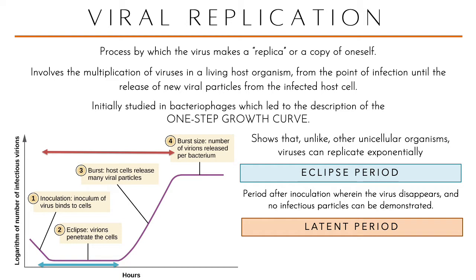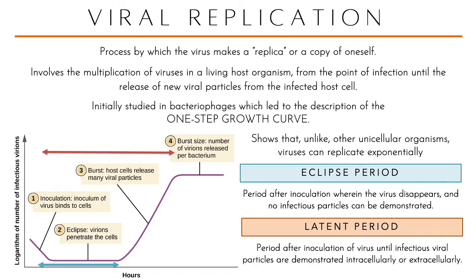That point, from inoculation to the release of viral particles, is what we call the latent period. The virion, the virus particle, can now be demonstrated again in record numbers, intracellularly or extracellularly. So let's get into what happens in that eclipse period. What happens during the stages of replication?